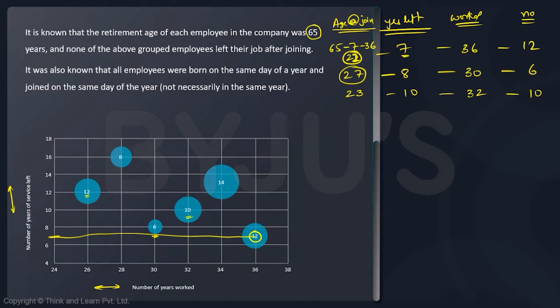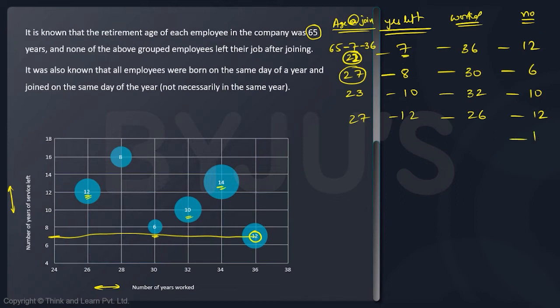Similarly, let me take this 12 over here. So these 12 people, they worked for 26 years and they have 12 years left. So when did they join? So their total should be 65 minus 12 minus 26. So that's a total of 27 years again.